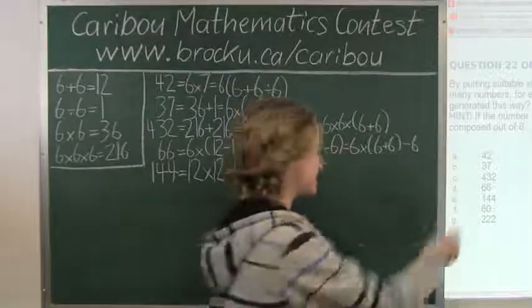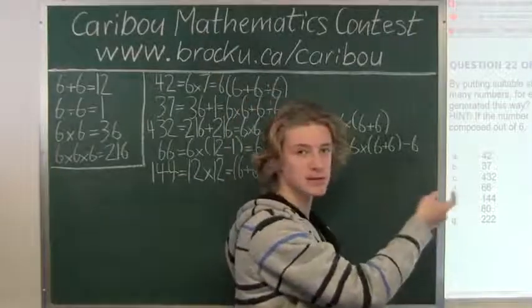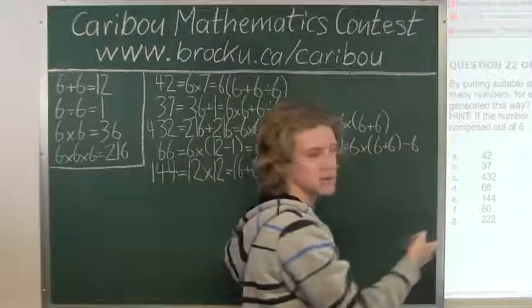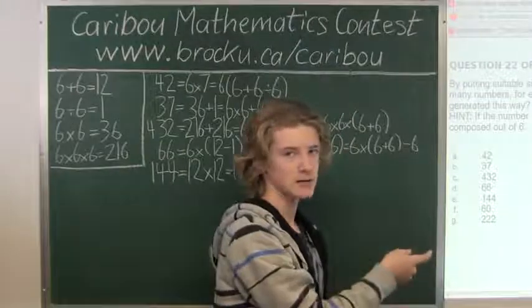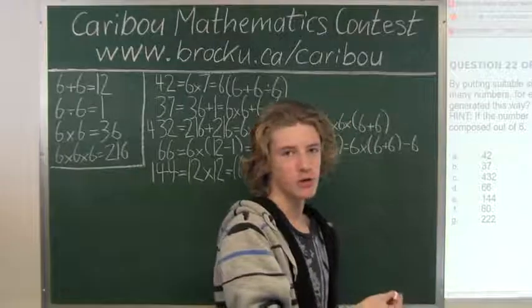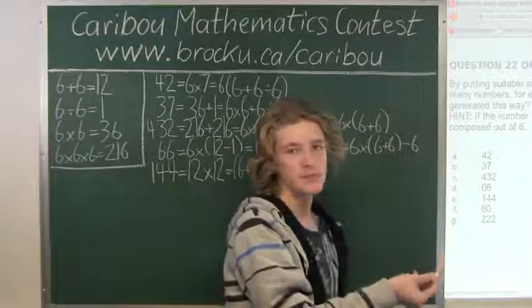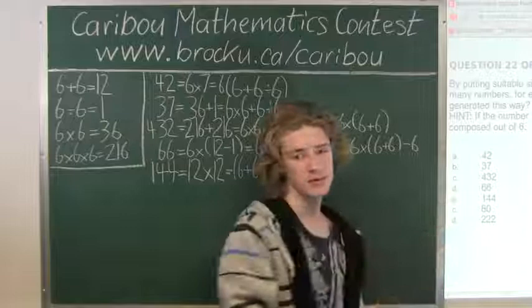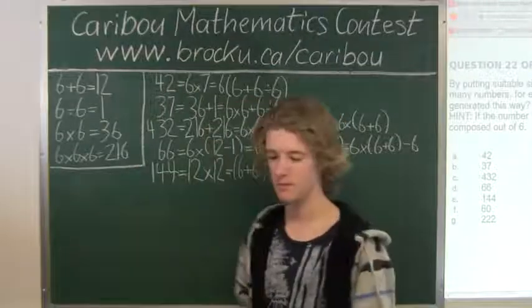So we know that 66 uses 4 6s, and 60 would need 1 more 6 to subtract. So we would need 5 6s. Now we are not sure whether there are other ways to do this or not, so we will just skip to the next number. So let's look at 222.